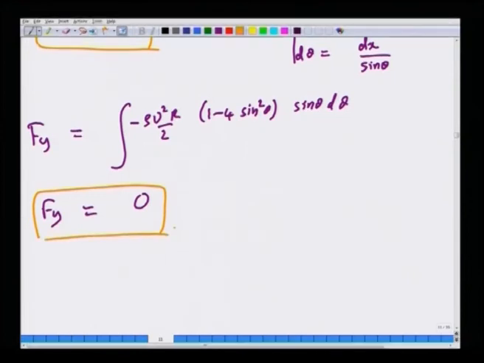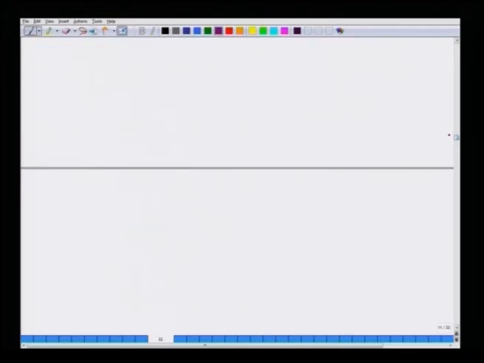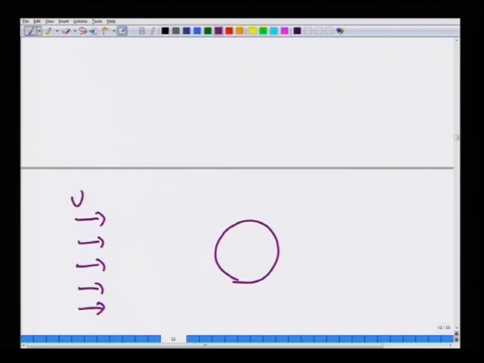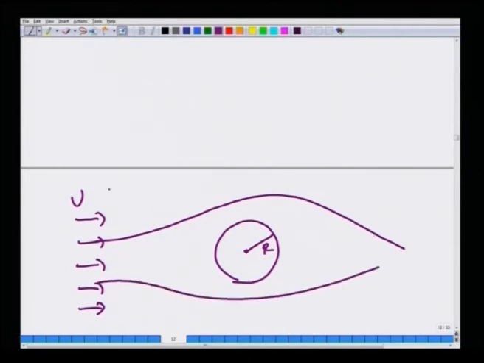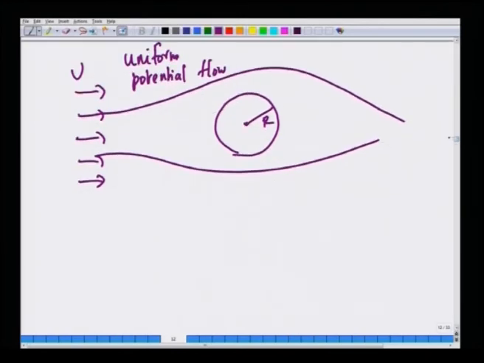So, if you have uniform flow past a circular cylinder of some radius r, what we are finding is this. You have uniform potential flow, and in a potential flow there are no viscous effects, because the viscous effects are set to 0 when we went from the Navier-Stokes to Euler equation, and the only forces are due to fluid pressure. So, the stress tensor has only the pressure contribution, there is no viscous stress contribution.